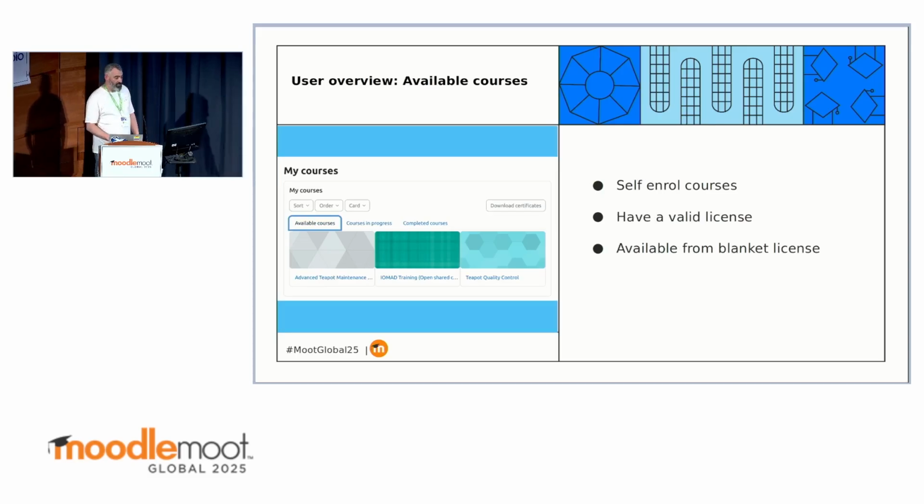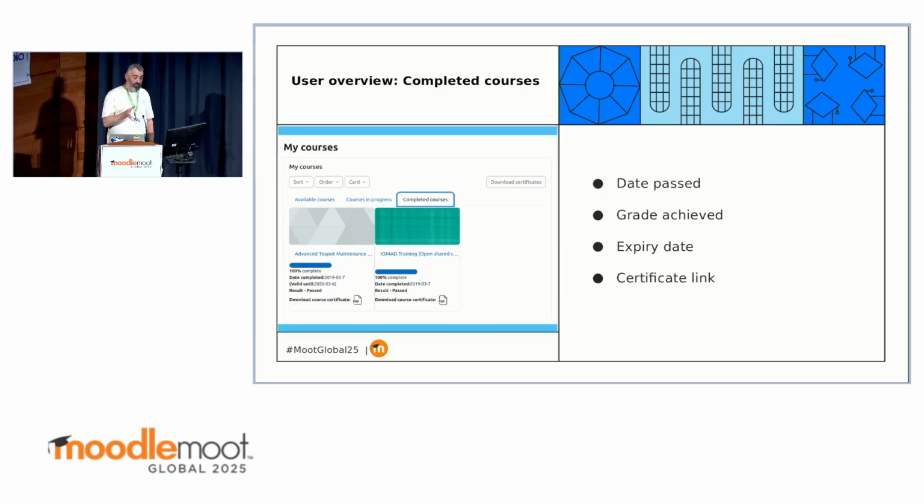As I said, self-enrollment courses have a valid license or are available from a blanket license. Completed courses have lists of information, things like the date passed, the grade achieved, when it expired, and a link to download your certificate. So the user can self-serve and find that information themselves. Managers can find it, but the users can get it. Oh, I need my certificate from there, I can go and get that. Or I can download all of them. As you'll see, there's a button up the top which allows them just to get every single certificate that's there for them.